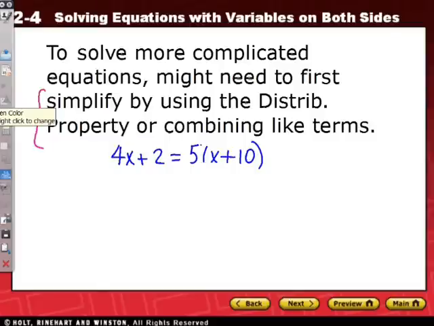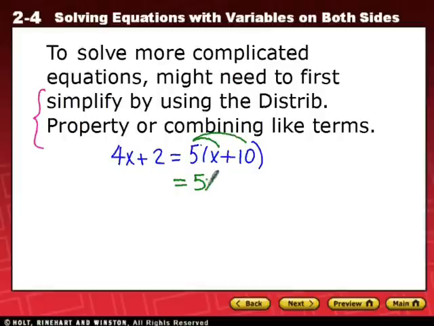Anytime you see those parentheses, the first thing you want to do is get rid of them. So let's go ahead and distribute, and on the right side we'll have 5x plus 50. I made this equation up and I hoped it was going to work out. I think it will. Okay. Nicely, I mean, without yucky fractions.